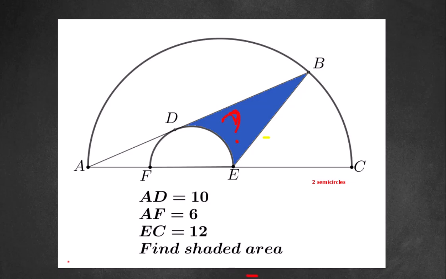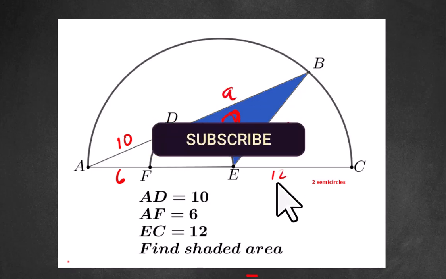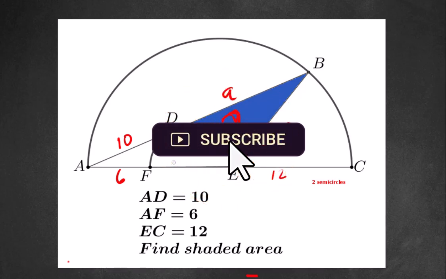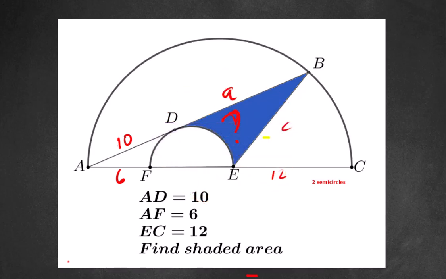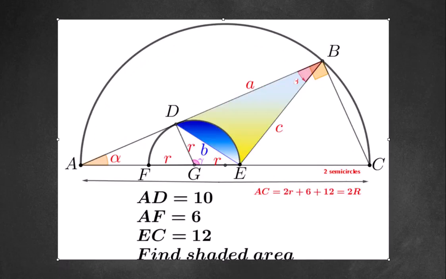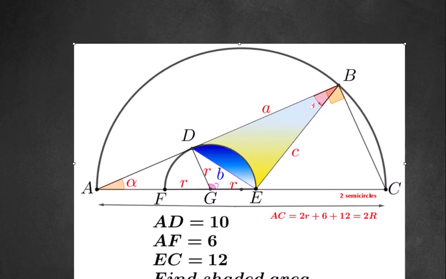To find this blue shaded area, we have two ways. The main part is to find the radii, the radius of this small semicircle and the radius of the big semicircle. Once we find these two, it will be easy to find the area. We can just head to GeoGebra and do the drawing, or go the long way, which we are going to use today, and calculate each and every part. So I have added these parts here.